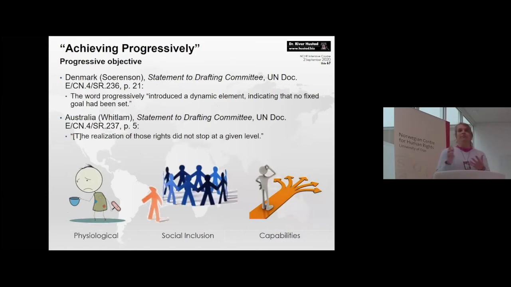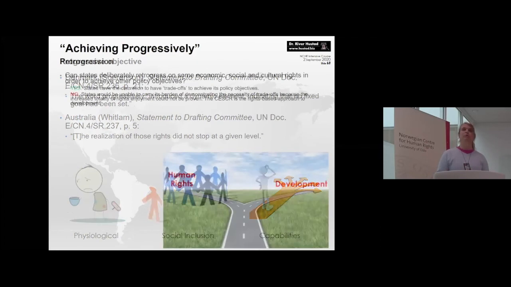Yes, so just showing some examples of what those thresholds might be. You know, there can be physiological poverty, extreme poverty, but then social inclusion, capabilities poverty. There are other conceptions of poverty that states need to work toward. And that's what the progressive achievement is, progressively trying to move toward those things.